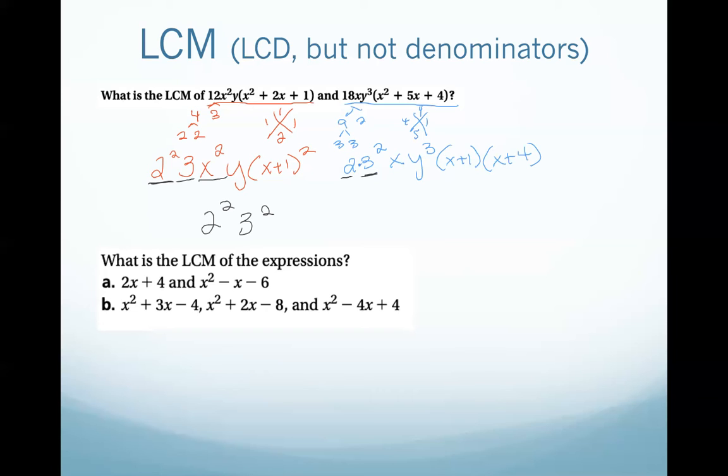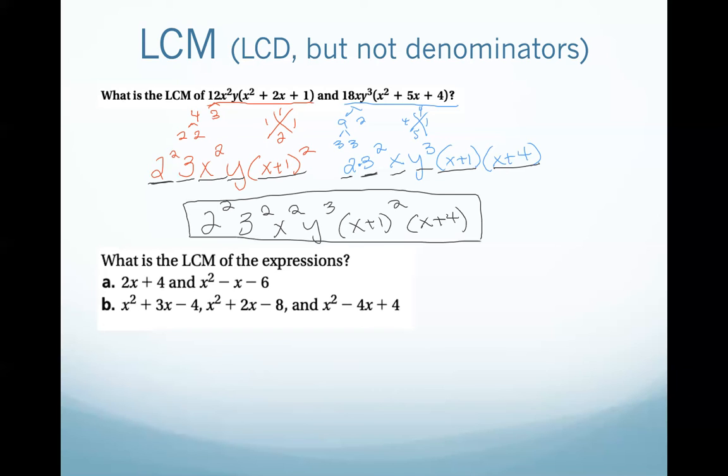Then I need x squared. So I'm taking the highest power of each of these factors, y cubed, x plus 1 squared, and x plus 4. Now I've underlined them to make sure that I've included everything. So I can tell that this will be the least common multiple because I've included each of the factors. Everything is underlined. And that means I should be able to divide the one that's in black by each of the ones in red and blue and have no partial remainders. It should divide evenly in.